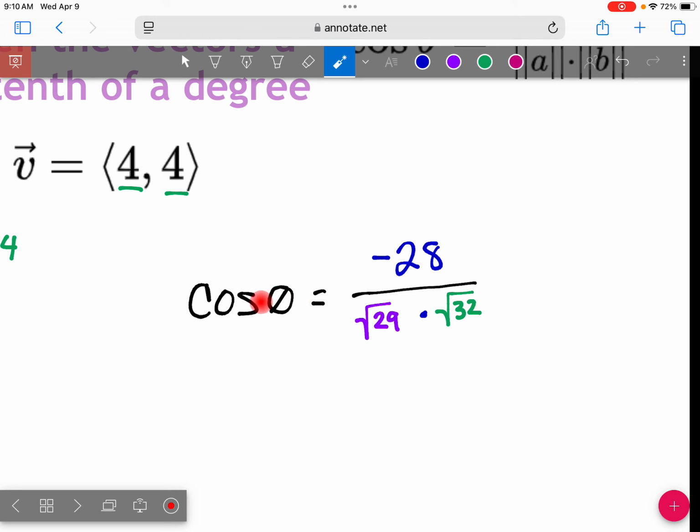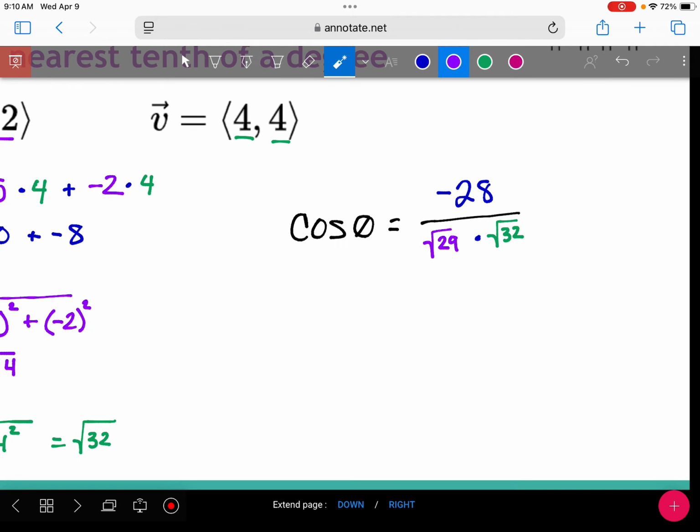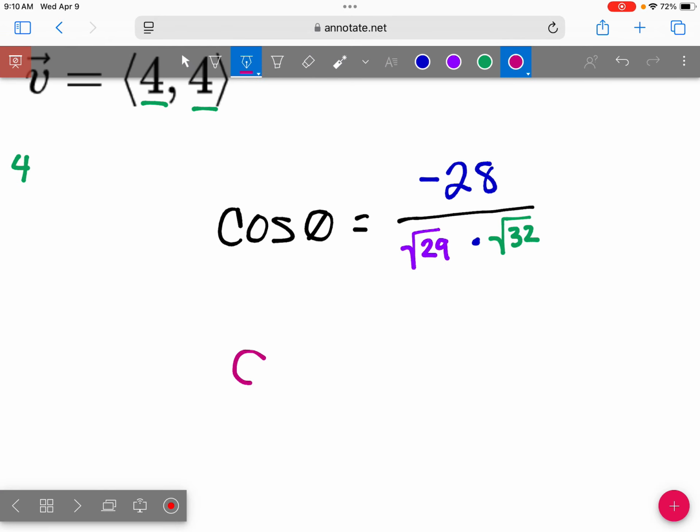We want to find theta. We want to find this angle. So you can simplify this. We can either type this thing in the calculator, we can multiply our radicands and simplify our radicals, or we can just hit inverse cosine and type this hot mess in. Because that's how we get to our theta: we're going to do our inverse cosine, arc cosine, of this hot mess, negative 28 over square root of 29 times square root of 32.